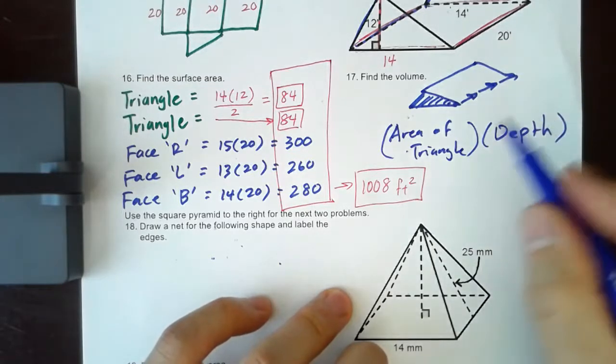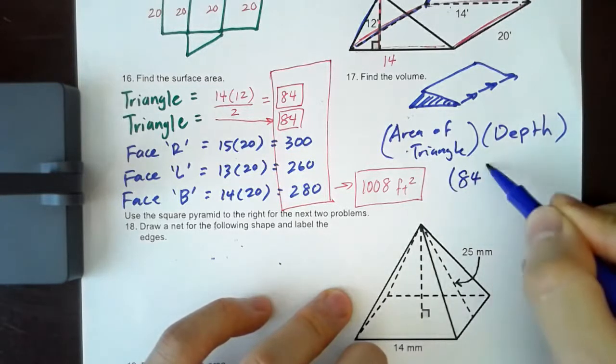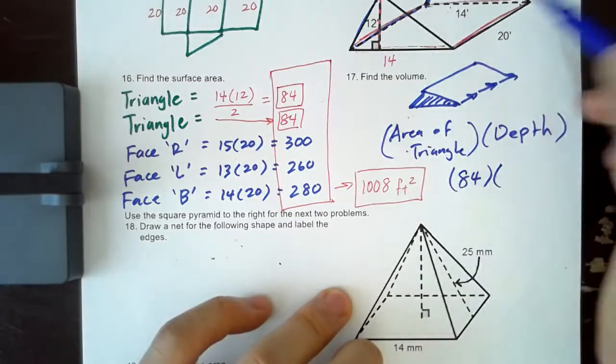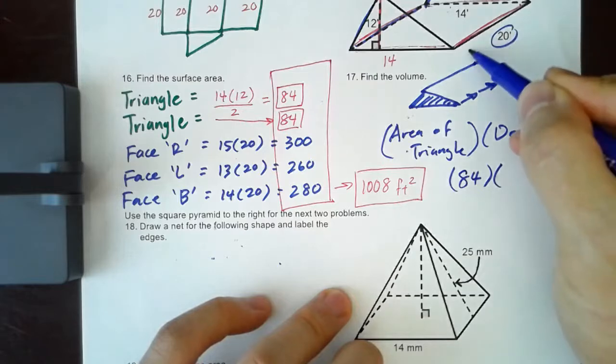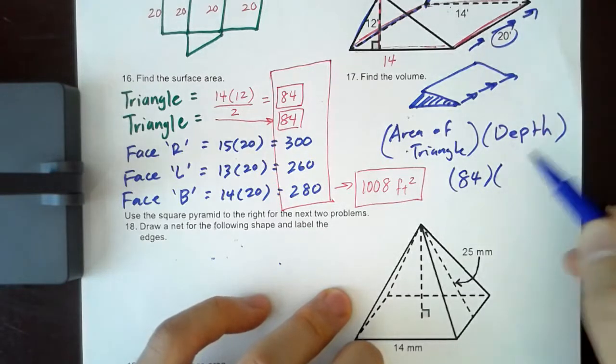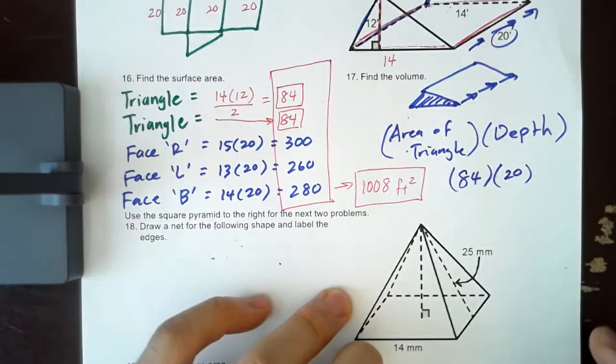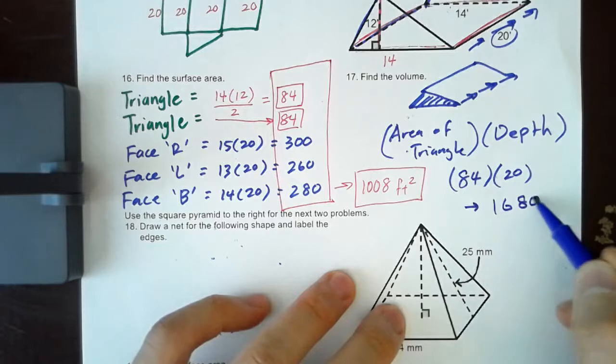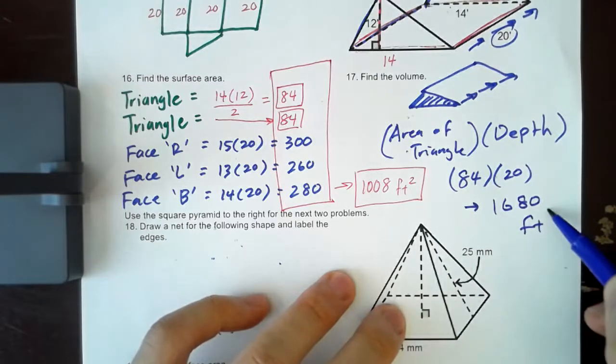So the area of the triangle we already know is 84 because we calculated it earlier. And then the depth of the triangle is this same 20. And we get 84 times 20. And you end up with 1680 feet cubed.